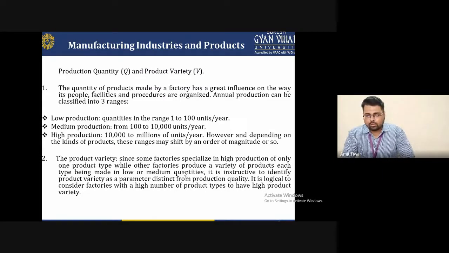So what happens in this is high production of only one product type, while other factories produce a variety of products, each type being made in low or medium quantity. It is important to identify product variety as a parameter distinct from product quality. It is logical to consider a factory with a high number of product types to have high product variety.